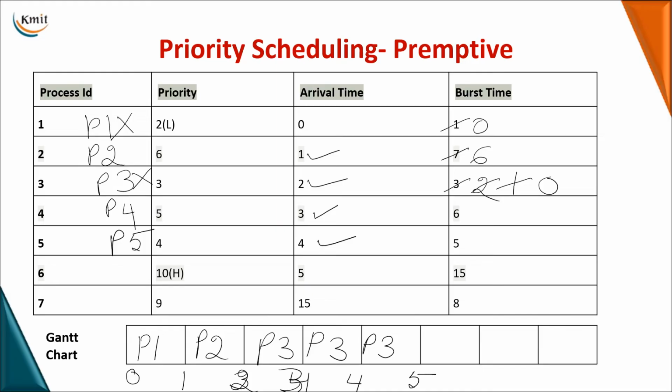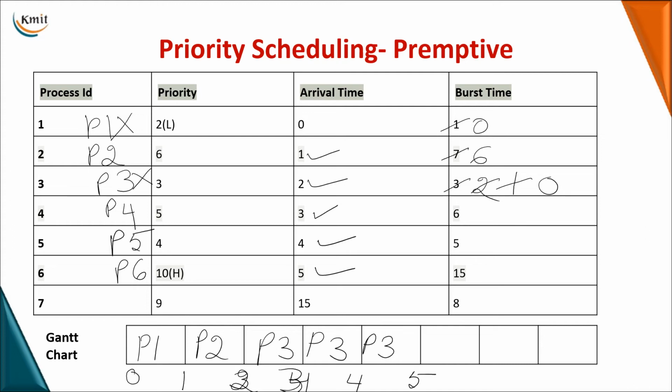Now at the 5th millisecond, you just cross-check that you also got your P6. Now you have 2, 4, 5, 6. The corresponding priorities are 6, 5, 4 and 10. So 6, 5, 4, 10, which has the minimum value here? P5. So P5, what is the burst time given here? 5.